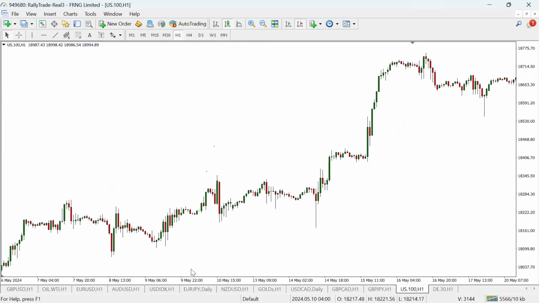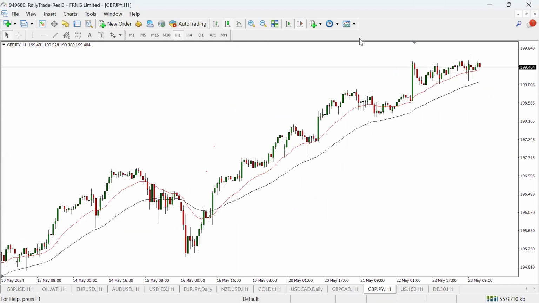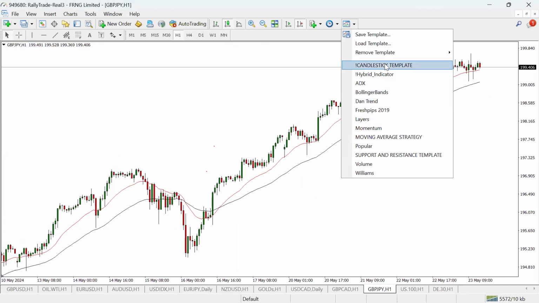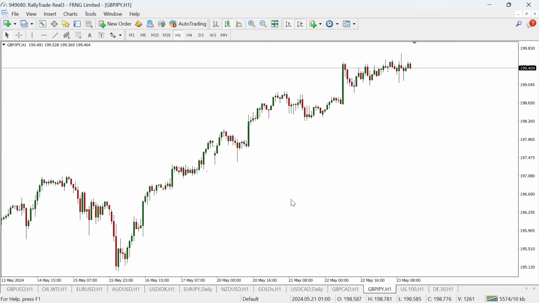Now let me show you another instrument. We all know that the yen instrument, all the JPY pairs, has actually been in an uptrend for a period of time. So this is actually GBP JPY.